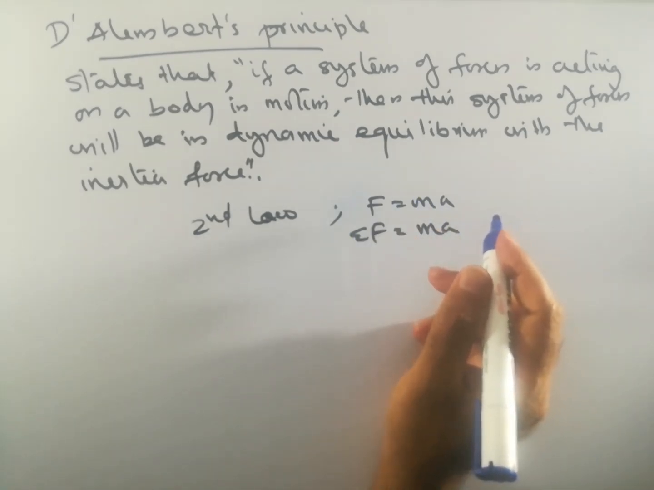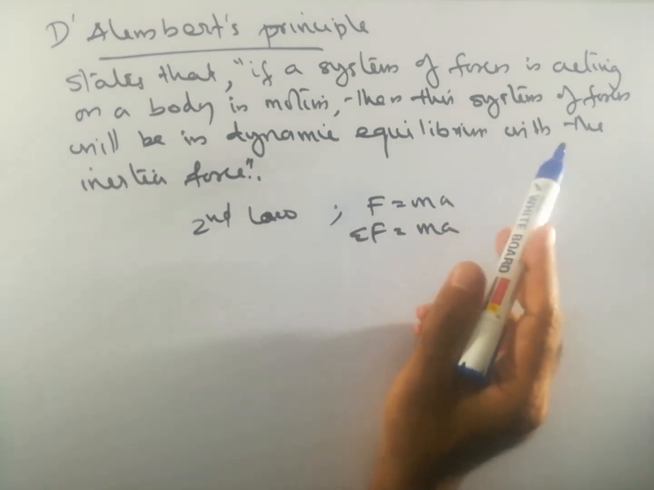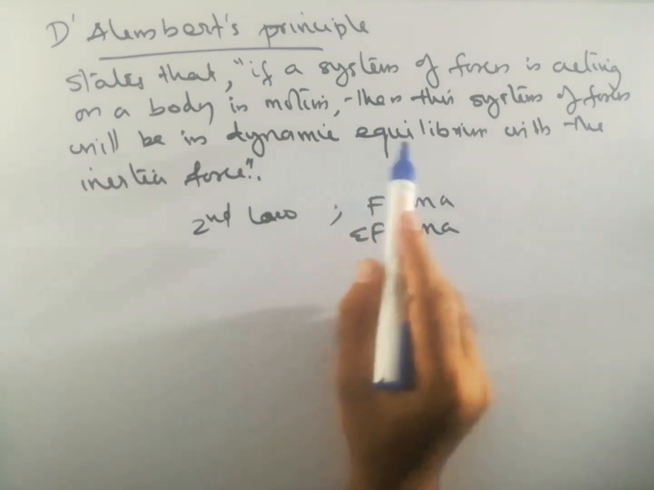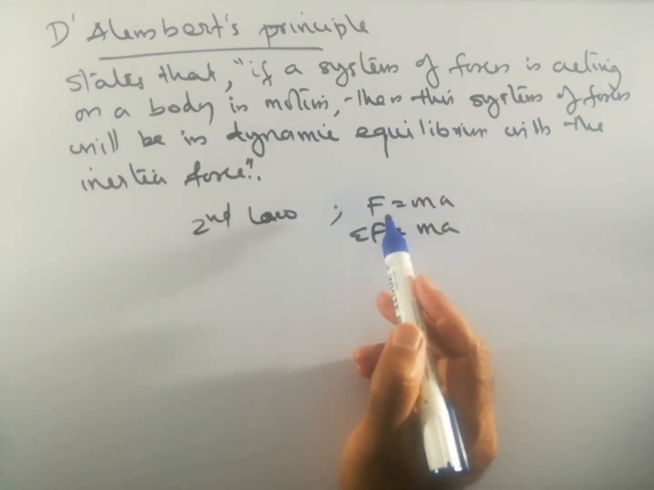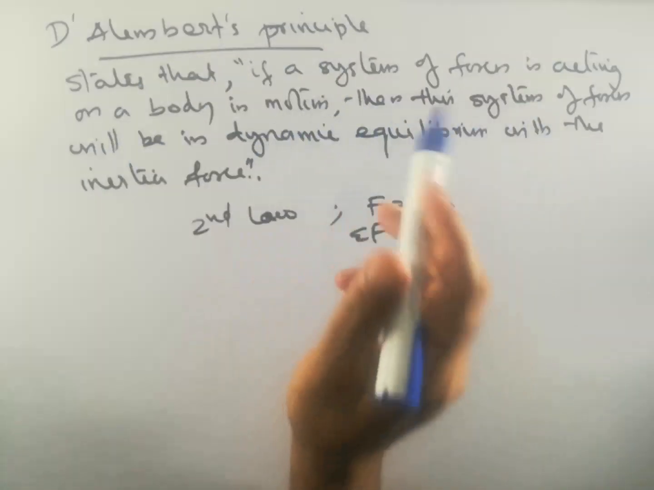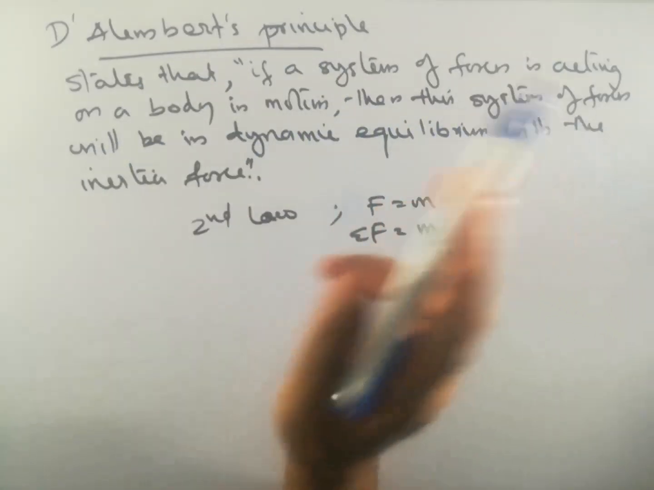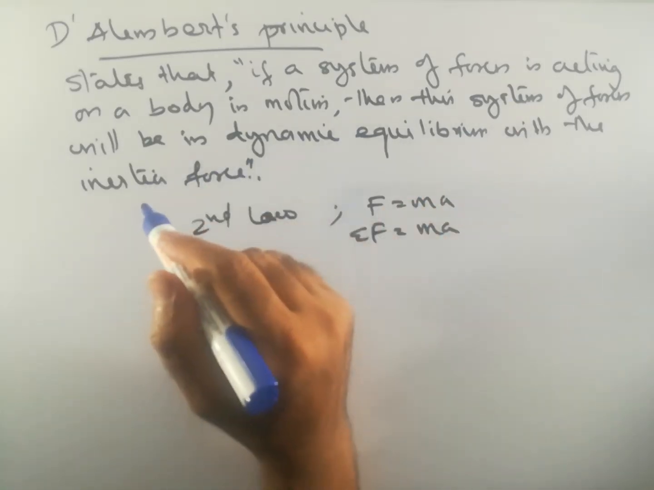The statement of D'Alembert's principle is: it states that if a system of forces is acting on a body which is in motion, then this system of forces will be in dynamic equilibrium with the inertia force. The statement: if a system of forces is acting on a body in motion, then this system of forces will be in dynamic equilibrium with the inertia force.